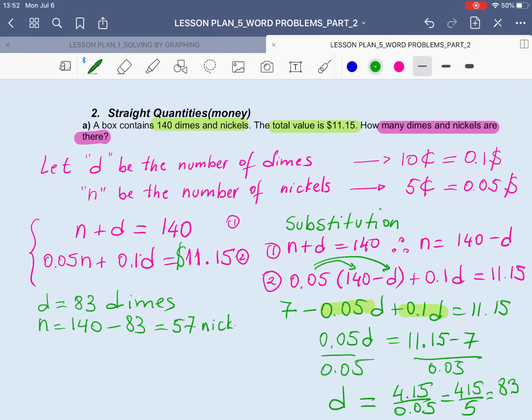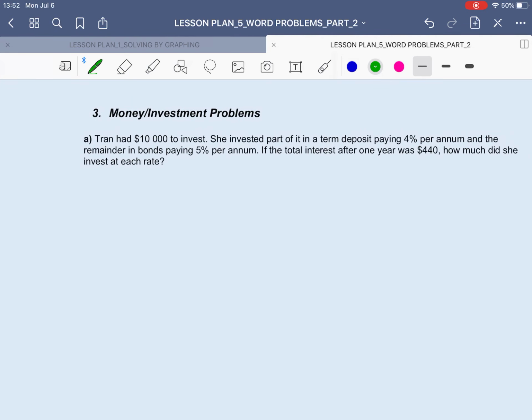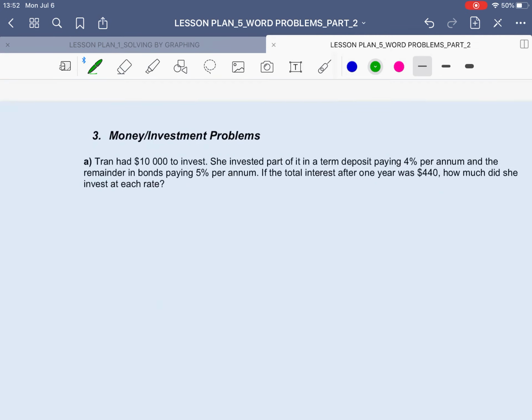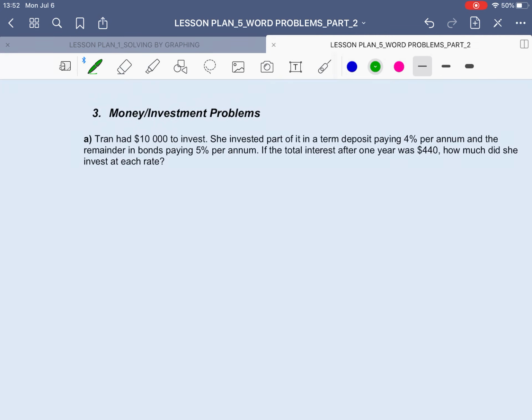And that will amount to 57 nickels. So the final statement here would be there are 83 dimes and 57 nickels. All right, hope this made sense. And we are going to move on to the last set of problems, but I will record it in a different video.